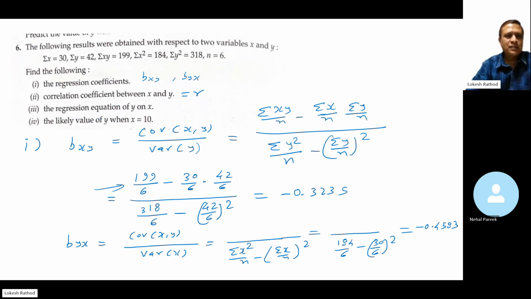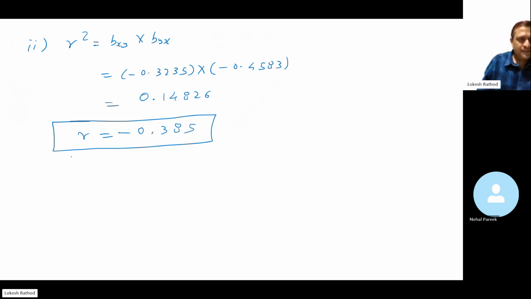They are asking the regression equation of y on x. So what is this? Y minus y bar or x minus x bar? Start with y minus y bar. Y minus y bar. Correct.